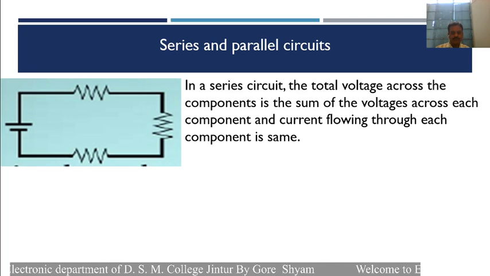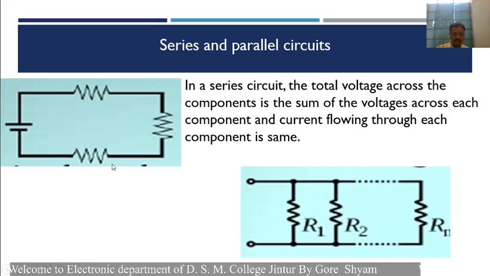the total voltage across the circuit is the sum of voltage across each component, and the current flowing through each component is the same. Here in the series circuit, the current flowing through each component is the same, but the voltage across the components is different, and such types of circuit are known as the series circuit.